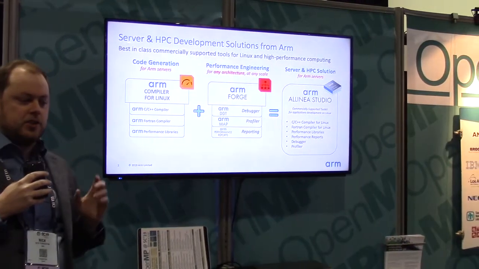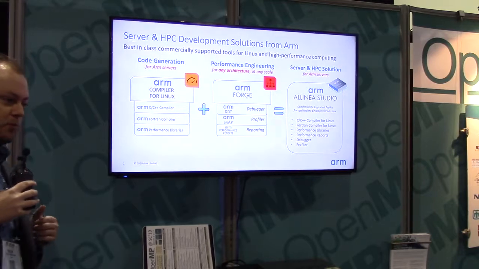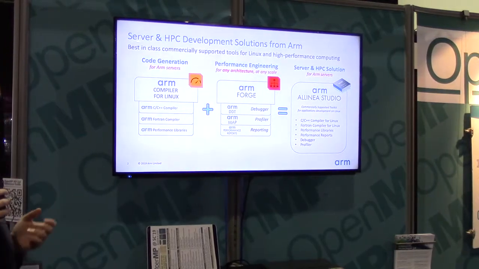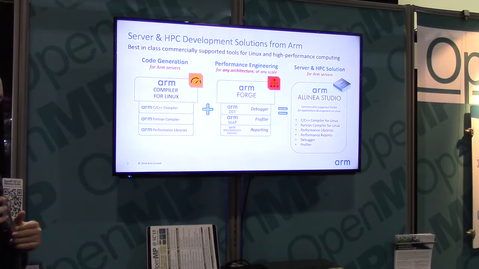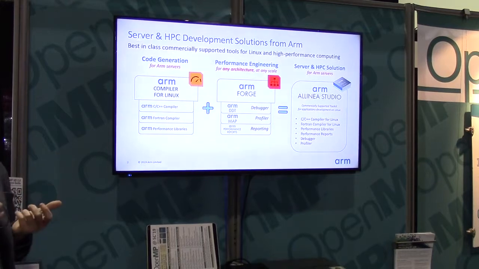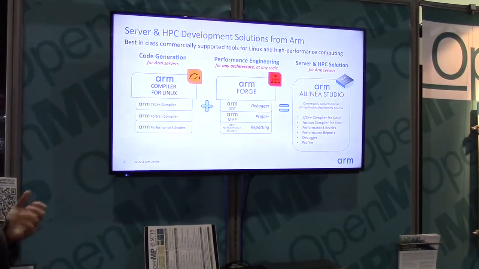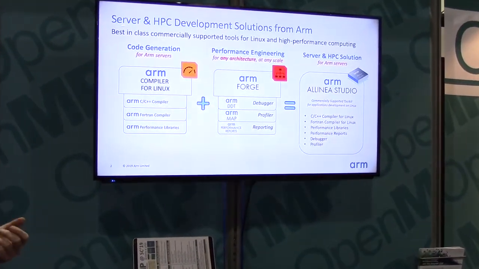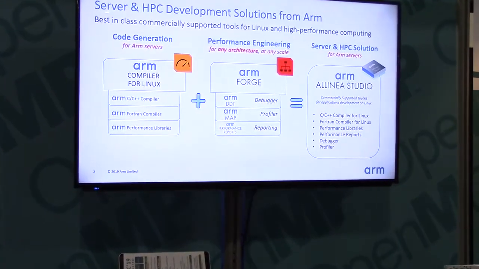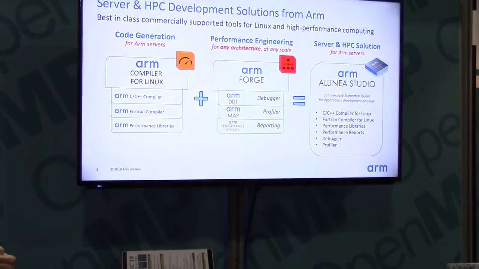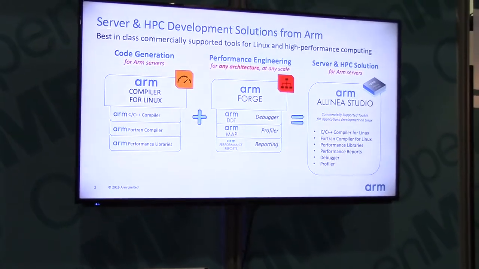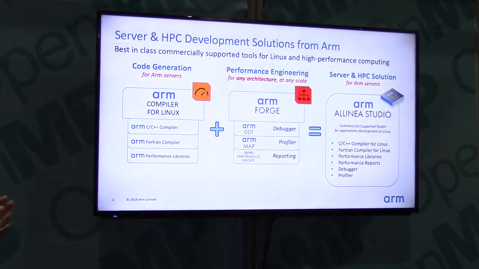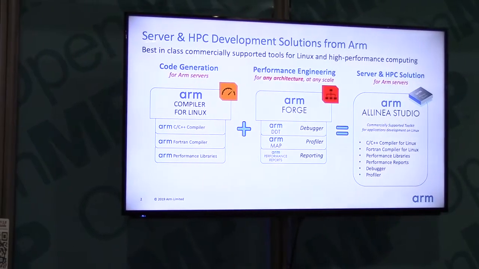So just to put this into context, ARM provide the following for their ARM architecture support. As part of this, we have ARM Forge, our cross-platform tools, which I'll be talking about more. But in addition to that, on the ARM architecture, we also have the ARM compiler for Linux, and that's bundled with performance libraries to accelerate things like LAPACK, BLAS functions, FFTs, and things like that. And so on the ARM platform, these are bundled together into what we call the ARM Allinea Studio.